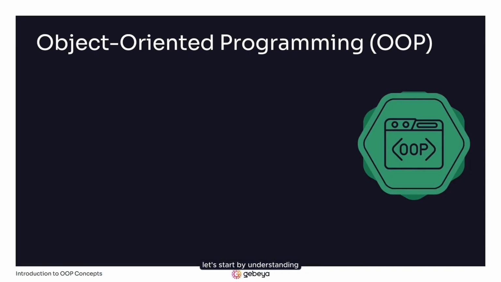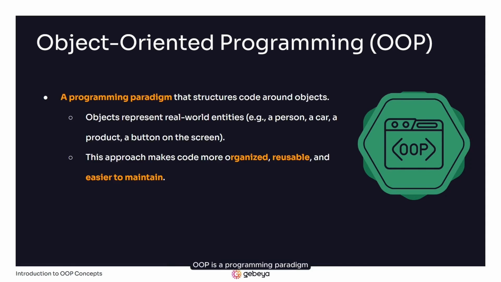Let's start by understanding what object-oriented programming actually is. OOP is a programming paradigm that structures your code around objects, which represent real-world entities like a person, a car, or even a button on your app's screen. This approach helps you make your code more organized, reusable, and easier to maintain, which becomes especially important as your projects grow in size and complexity.